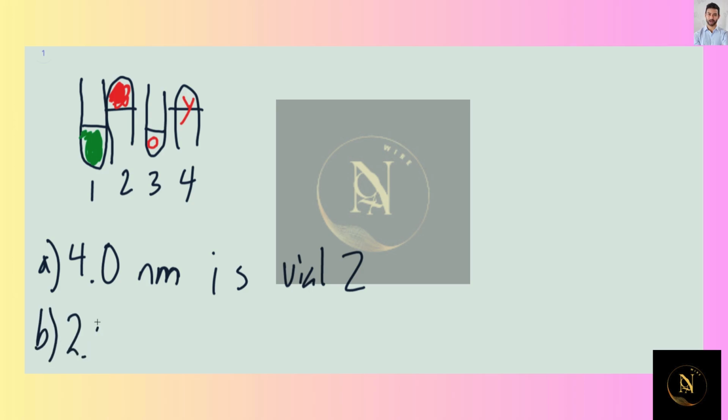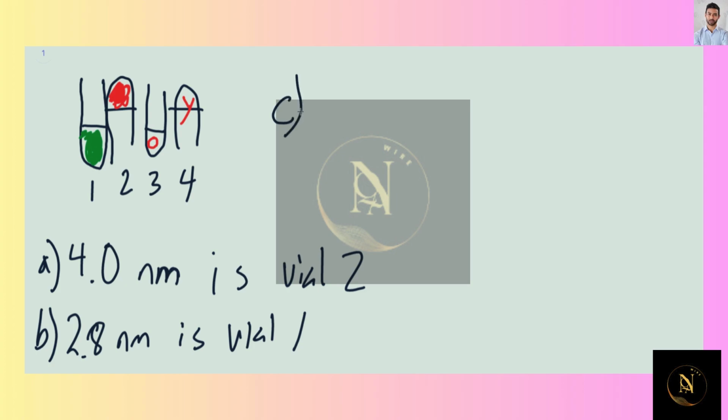B asks which is the 2.8 nanometer vial, and that's going to be vial 1, much in the same way. This is the shortest wavelength, and so therefore it will correspond with the largest energy of these 4. And of these 4, green has the largest energy.